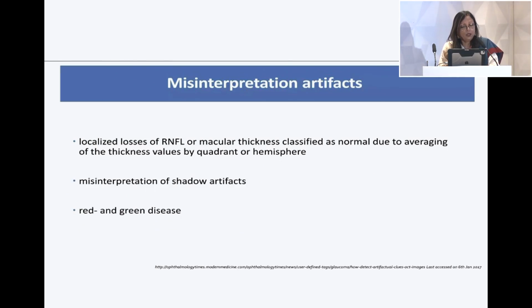Misinterpretation of artifacts. So localized losses of RNFL or macular thickness classified as normal due to averaging of the thickness values by quadrant or hemisphere. Misinterpretation of shadow artifacts, we just spoke about it. And we're just coming to the red and green disease.